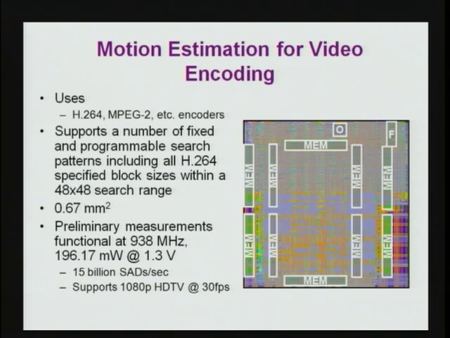The last special dedicated purpose processor is our motion estimation processor, which is used for video encoding, such as the H.264 and MPEG-2 standards. Our particular processor supports a number of fixed and programmable search patterns, including all the H.264 specified block sizes within a 48 by 48 search range. This processor occupies a 0.67 square millimeter area, and preliminary results show that at 938 megahertz, we dissipate 196.17 milliwatts at a 1.3 volt supply. At this clock rate, it can support 1080p HDTV at 30 frames per second, at a throughput of 15 billion sums of absolute differences per second.